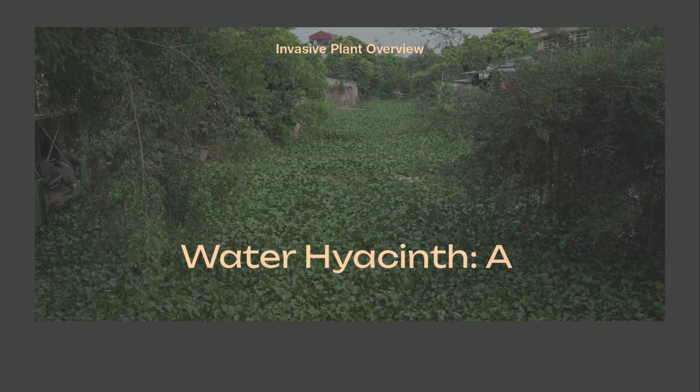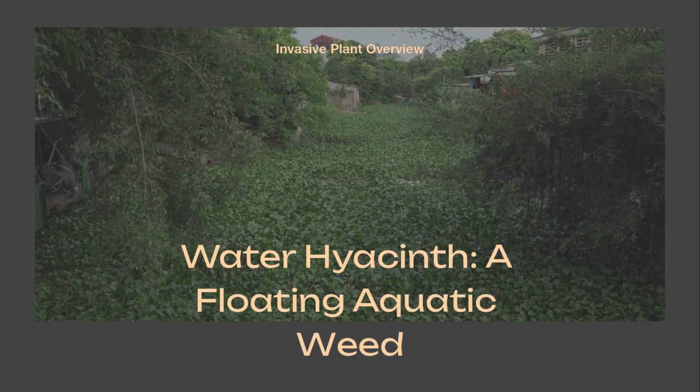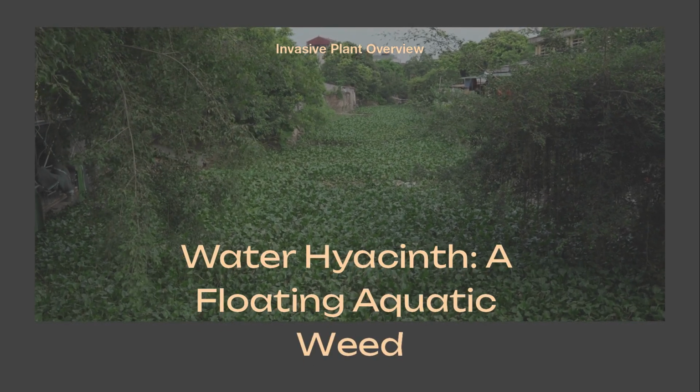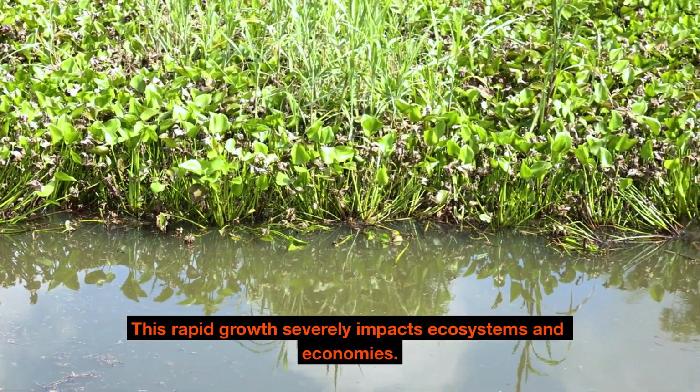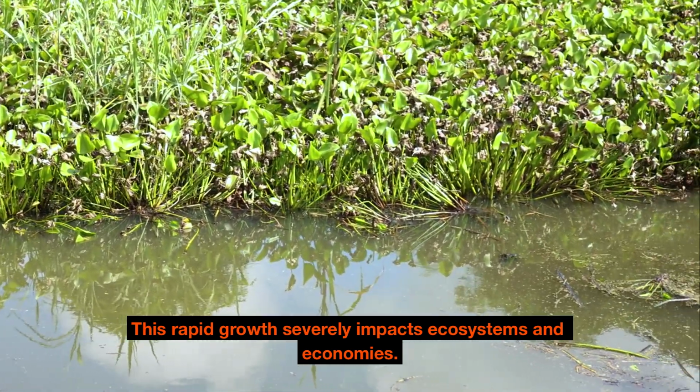Water hyacinth, or Eichhornia crassipes, is a significant floating aquatic weed. Originating from South America, it forms dense mats, doubling in size every 12 days. This rapid growth severely impacts ecosystems and economies.